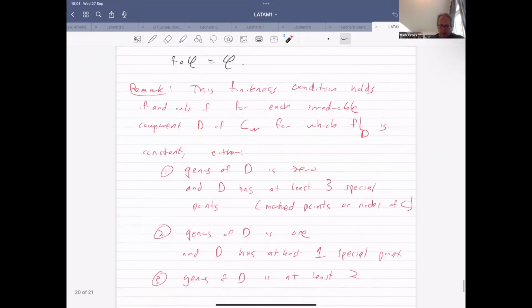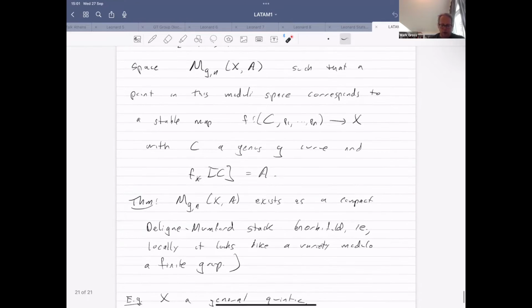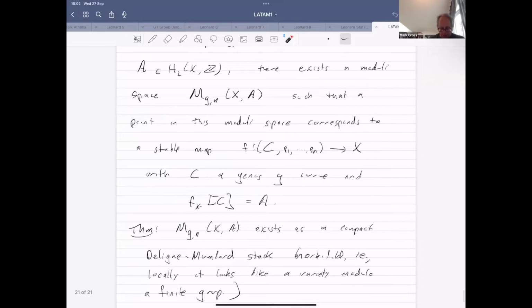And once we have that condition, we get this moduli space of such stable maps. So you need to fix, to get a good bounded moduli space, the genus of the domain curve, the number of marked points, and the curve class represented by the stable map. So A is a class in the second homology of X, which you can think of as representing the degree of the curve.